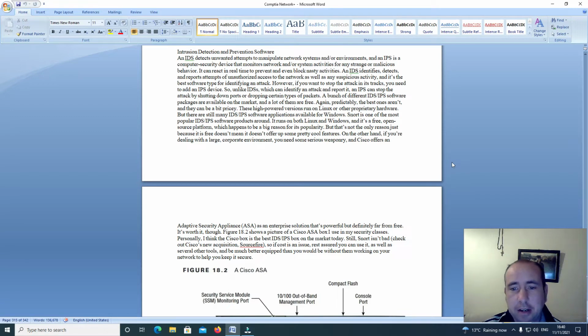An IDS identifies, detects and reports attempts of unauthorized access to the network as well as any suspicious activity, and it's the best software type for identifying an attack. However, if you want to stop the attack in its tracks, you need to add an IPS device. So, unlike IDSs, which can identify an attack and report it, an IPS can stop the attack by shutting down ports or dropping certain types of packets.